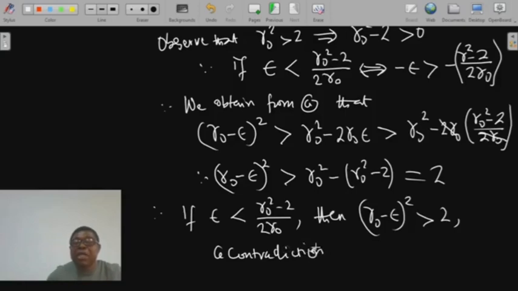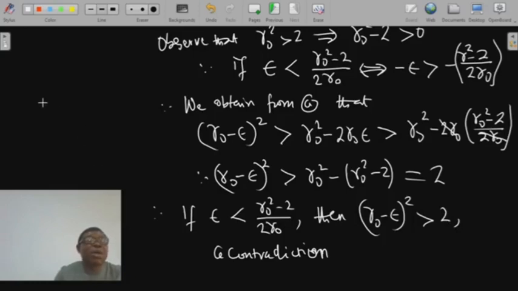So what makes it a contradiction, or rather what is contradictory about this? What the contradiction is the fact that whenever epsilon is bigger than 0 and less than this entity, that is gamma naught squared minus 2 all over 2 gamma naught, I get that gamma naught minus epsilon squared will be greater than 2. How is it contradictory?